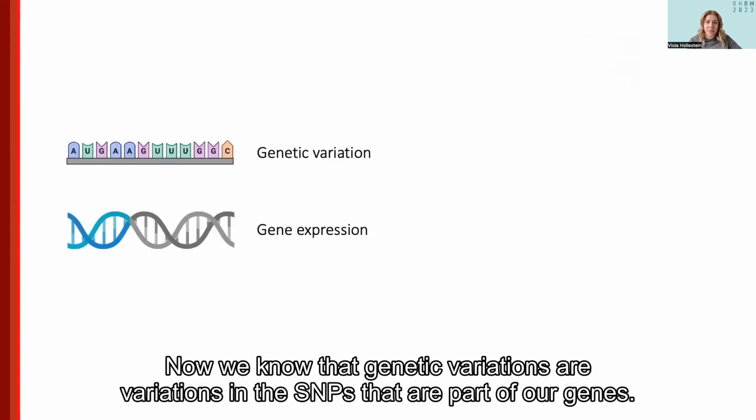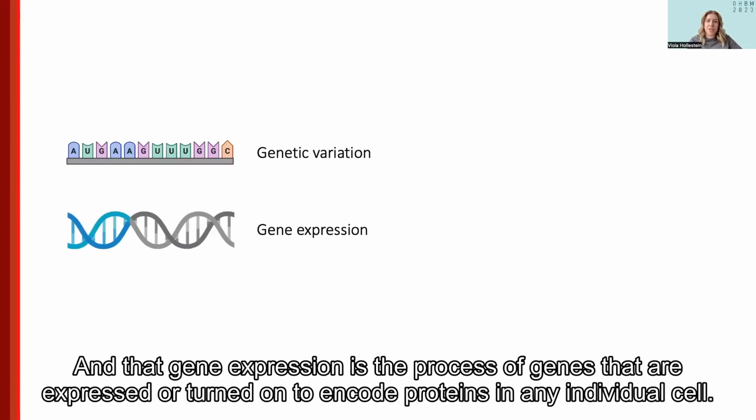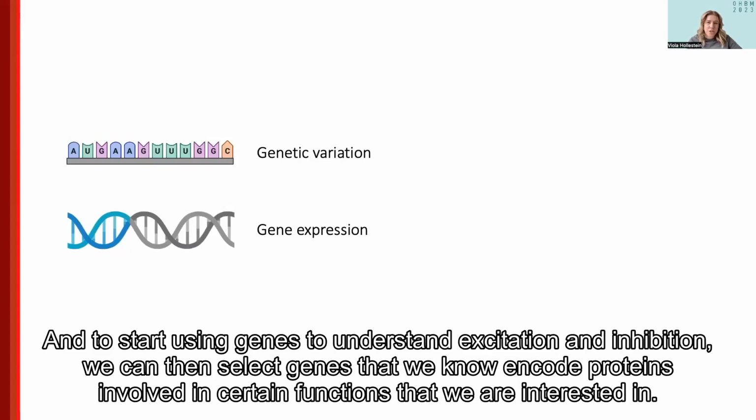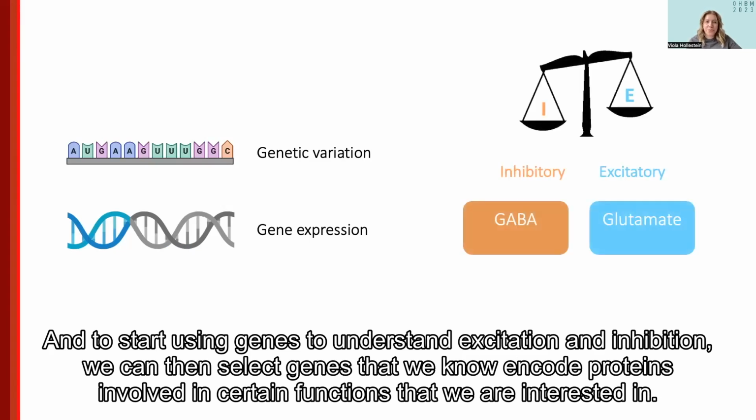Now we know that genetic variations are variations in the SNPs that are part of our genes, and that gene expression is the process of genes that are expressed or turned on to encode proteins in any individual cell. We also know that genes encode proteins involved in brain functions, since they are part of the development of every protein. And to start using genes to understand excitation and inhibition, we can then select genes that we know encode proteins involved in certain functions that we are interested in.